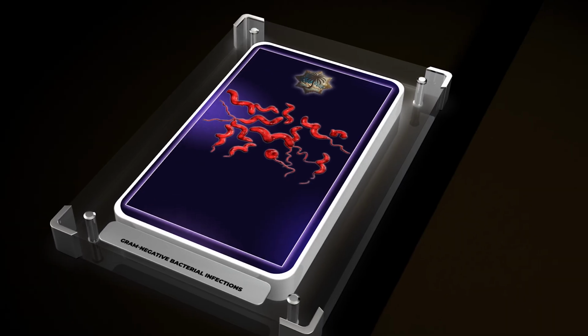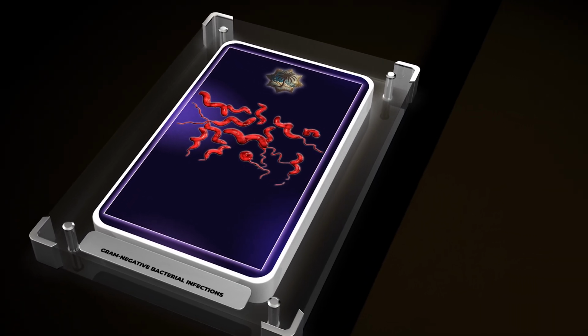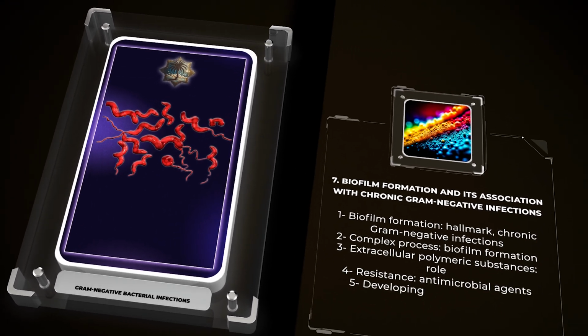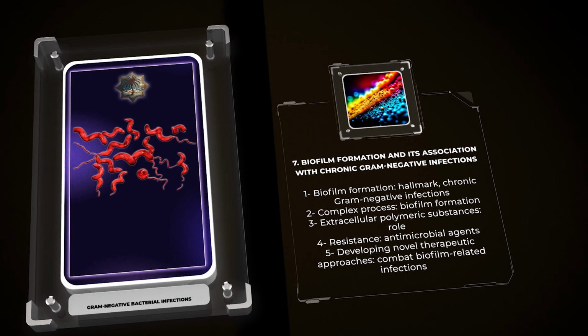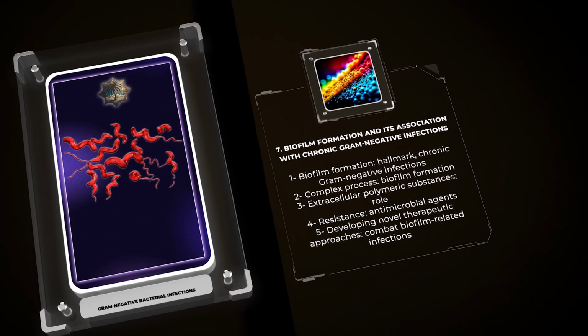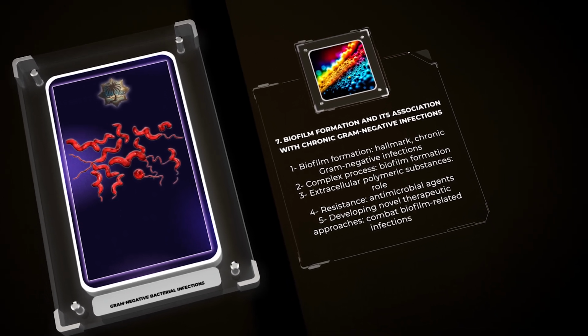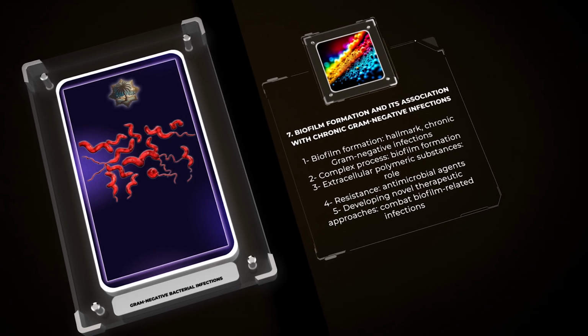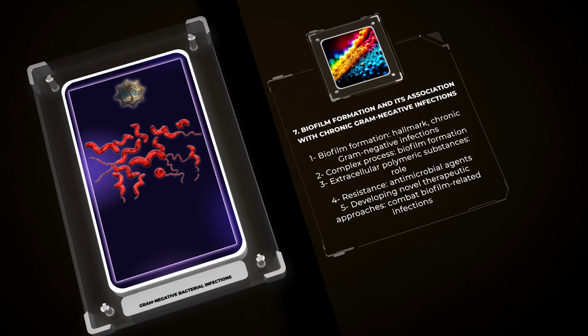Biofilm formation is a hallmark of many chronic gram-negative infections, making them challenging to treat. Students will learn about the complex process of biofilm formation, the role of extracellular polymeric substances, and the associated resistance to antimicrobial agents. This knowledge will help in developing novel therapeutic approaches to combat biofilm-related infections.